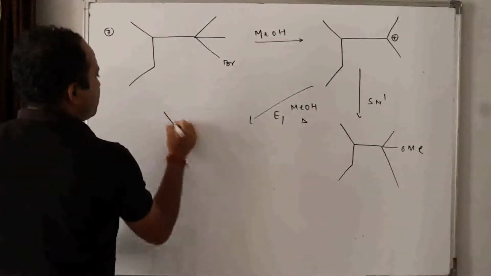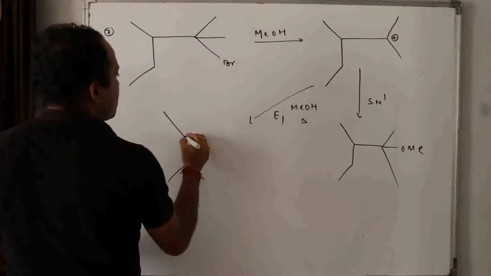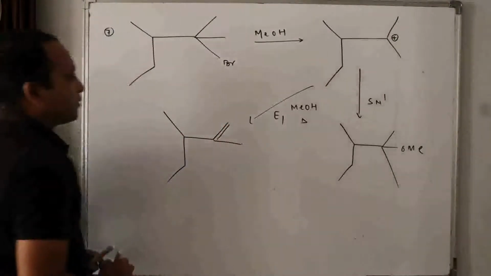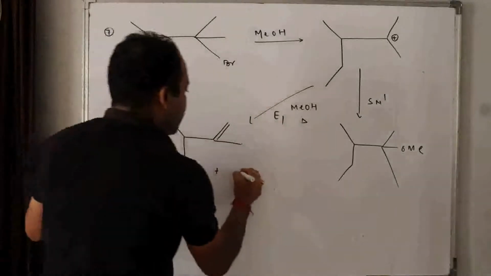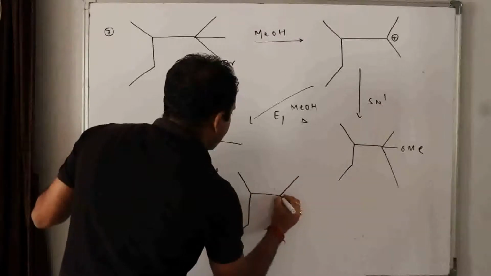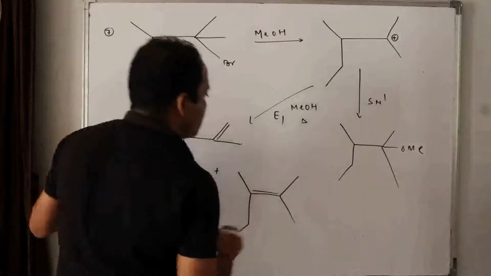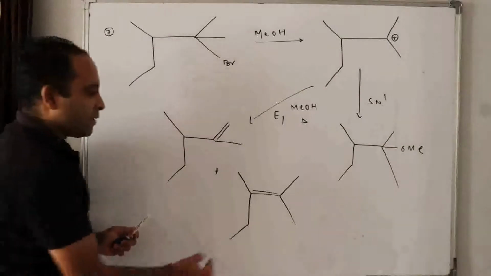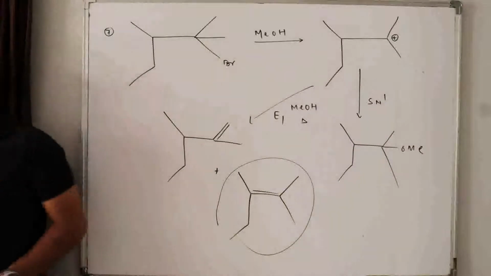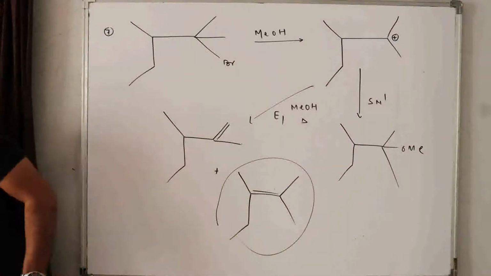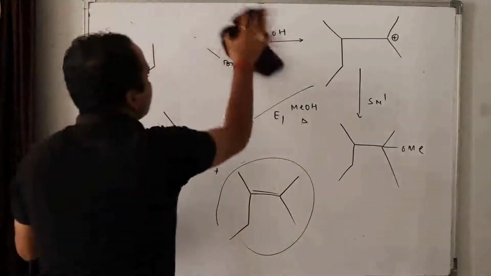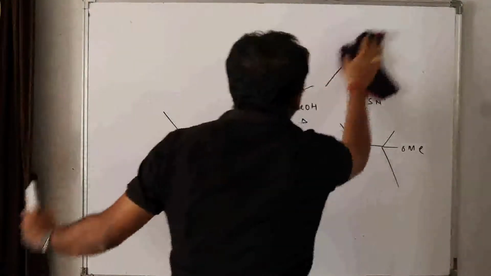So what will happen? Either I will get this, isn't it? Or else I will get this, isn't it? Now tell me which one is the major. This will be the major in E1, or else this is the major product. Done. Easy? Doubt? Now, the next section is E1 of alcohols.